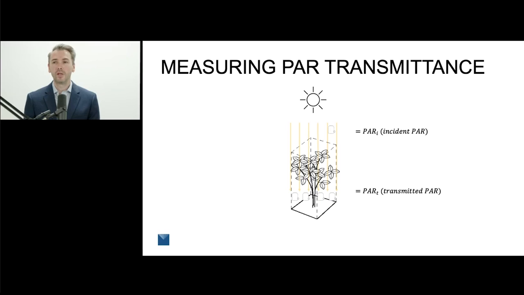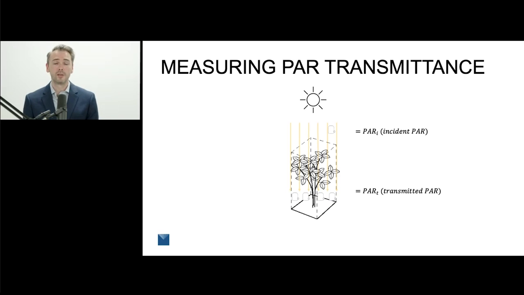Sometimes it's okay to not have them be absolutely simultaneous if light conditions aren't changing rapidly, which would be the case if there's no clouds out. If you have a clear sky, you can take that septometer and hike out to a clearing, take what we would call an above canopy reading, and then hike back under the canopy and make measurements for 15 or 20 minutes.